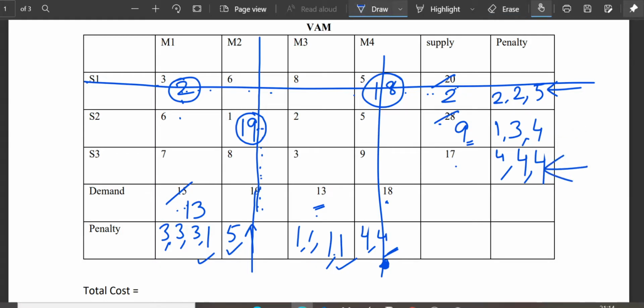So I will move in this 4. Choose the minimum cost cell in S3. It is 3 here. Corresponding to this, the demand is 13, and corresponding to this 3, the supply is 17. So I take the minimum as 13. Since I have taken 13 from here, just cross this. 17 minus 13 is my 4.